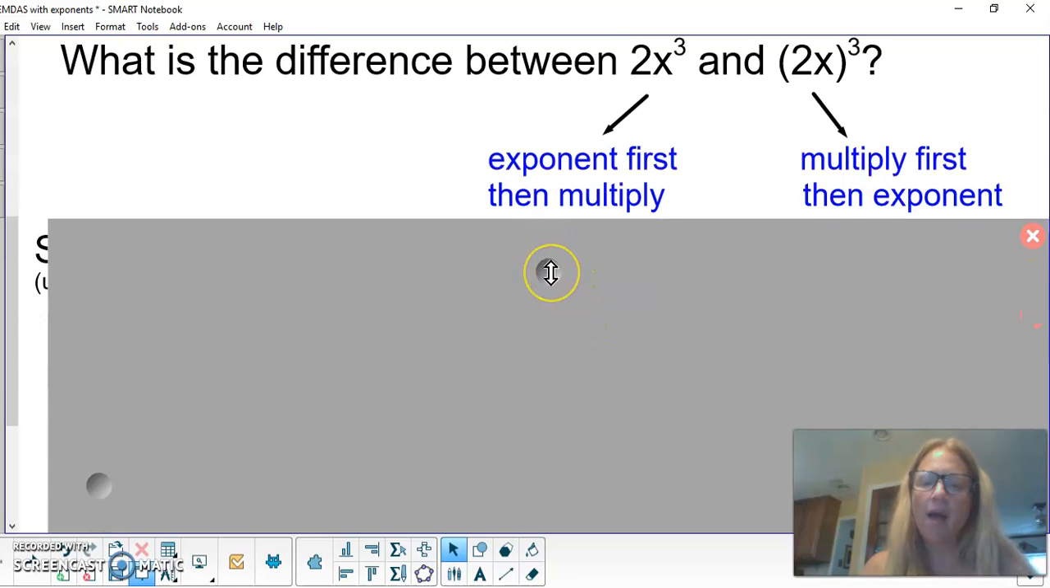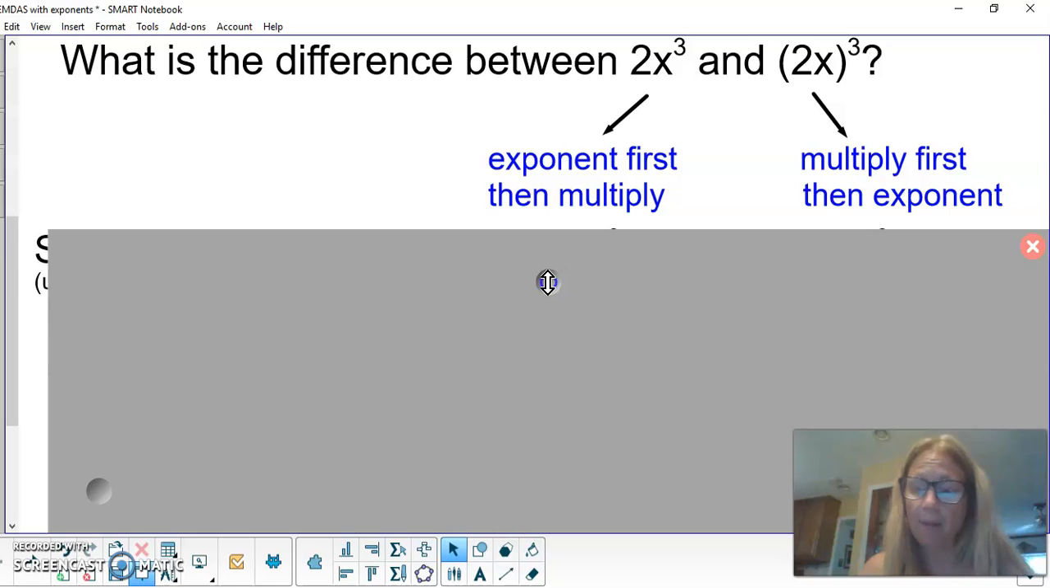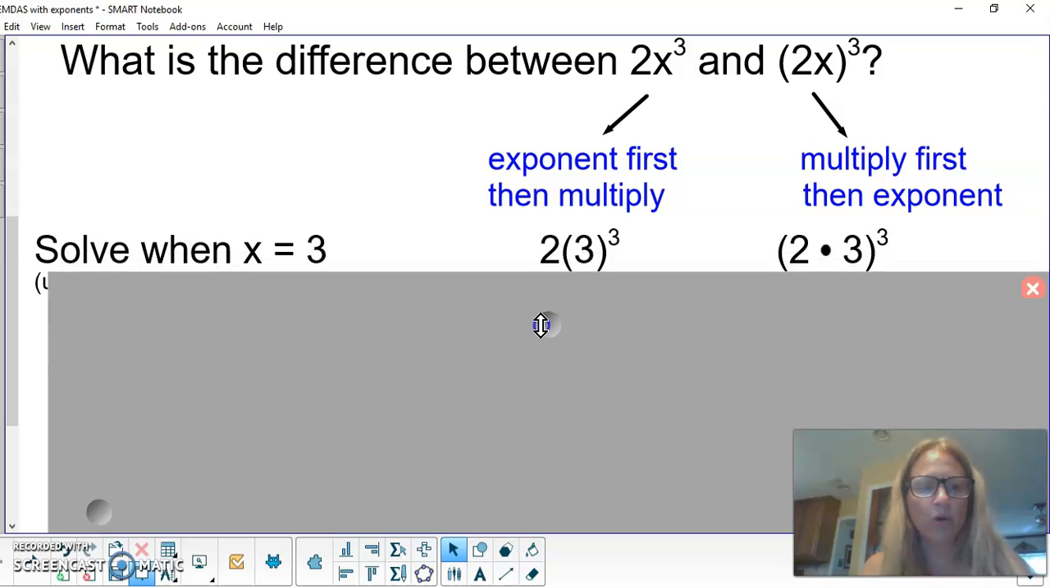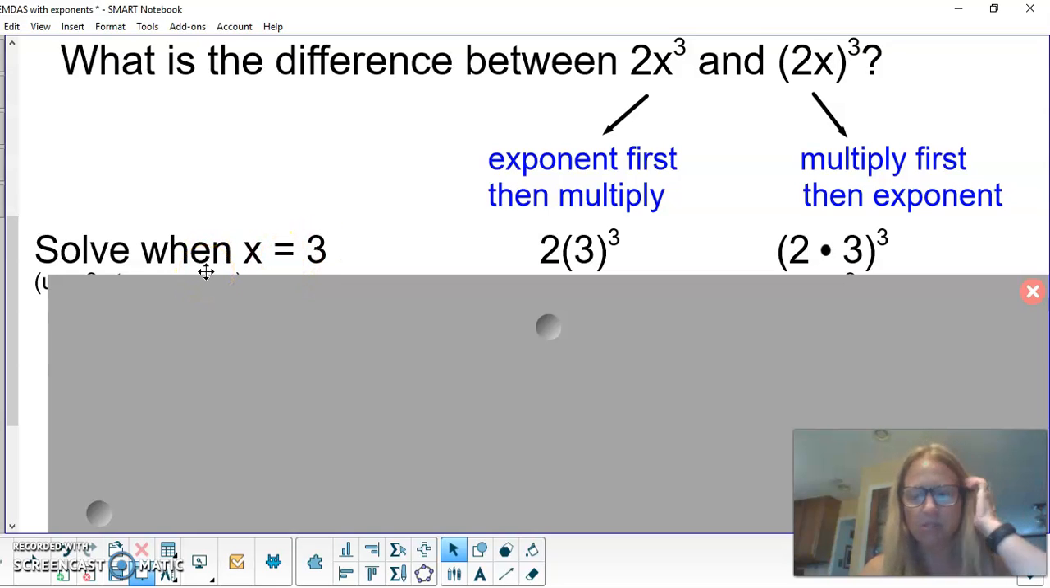Okay, so I'm going to show you an example. I'm going to model what I expect from you. Okay, so please pay attention. So we're going to solve this problem, both of these, when x is assigned the value of 3. So remember our 3-step process we talked about with exponents. You first substitute the numbers in. So instead of x, I plugged in 3. Here, plugged in 3. Brought everything else down.